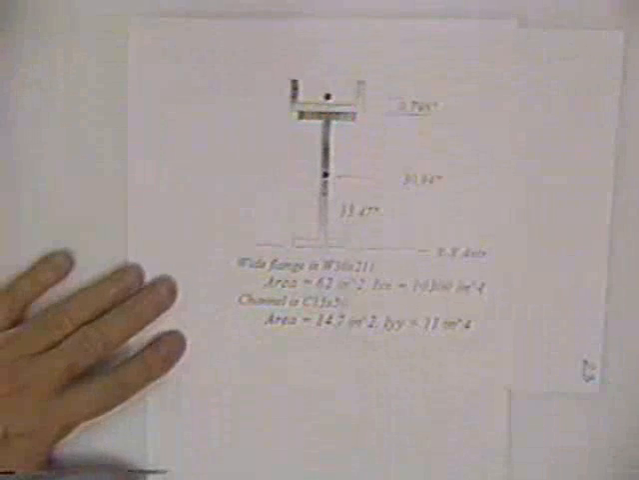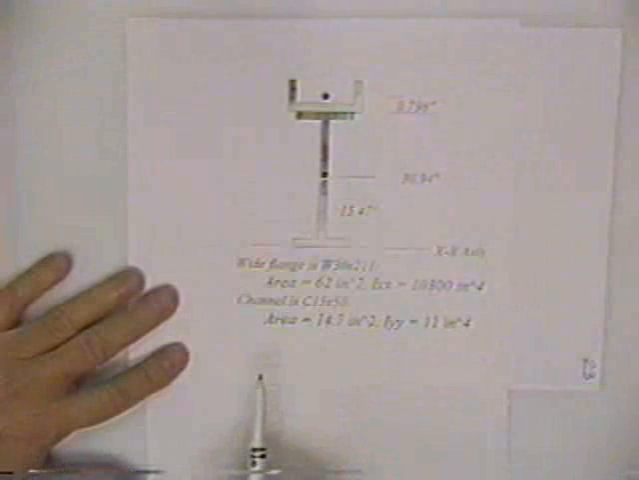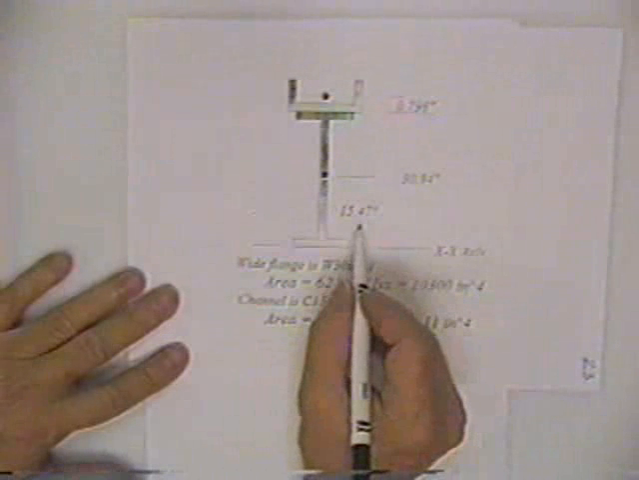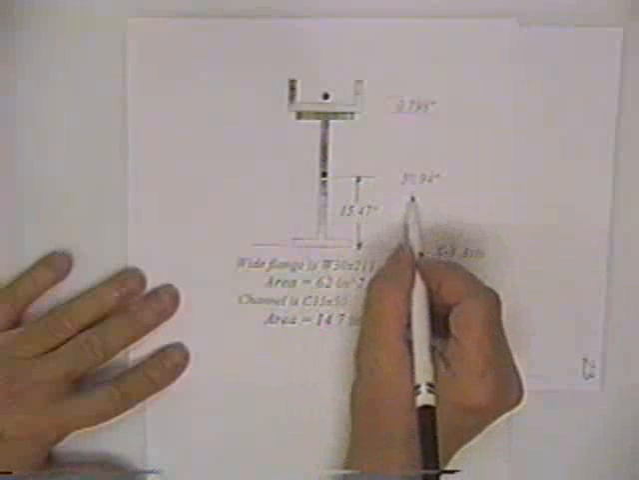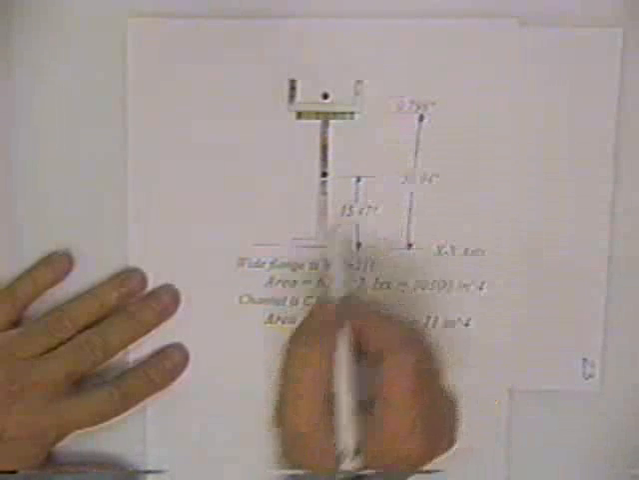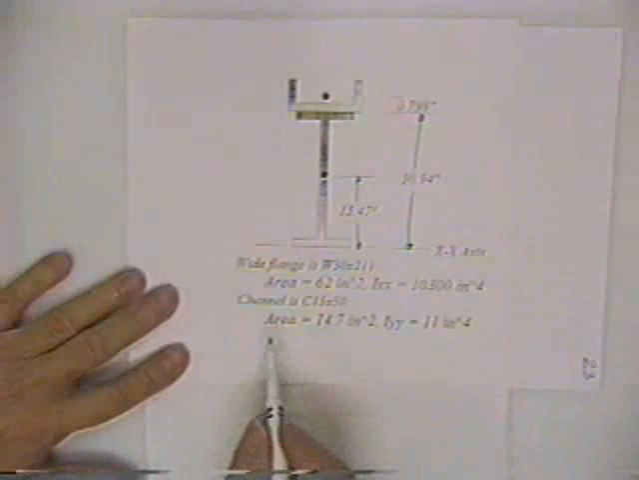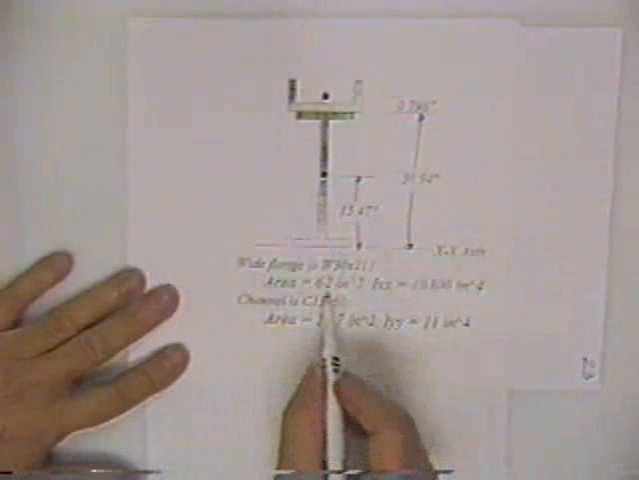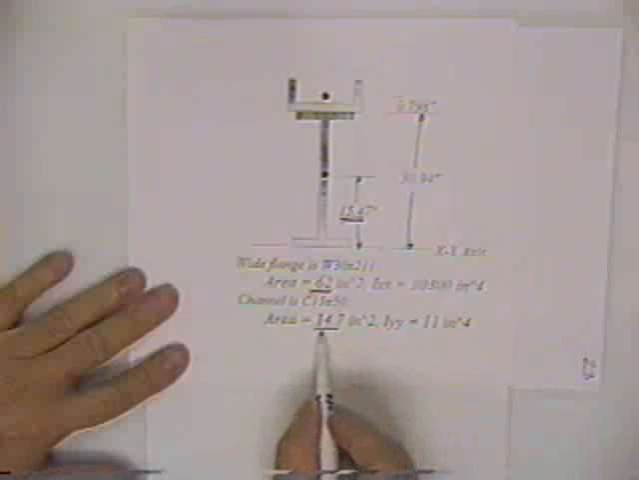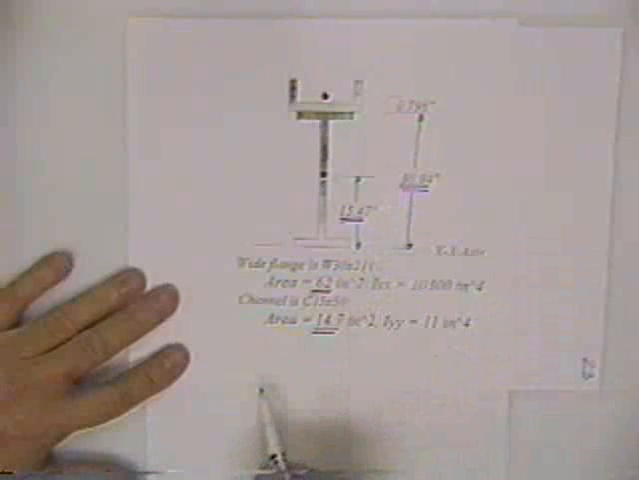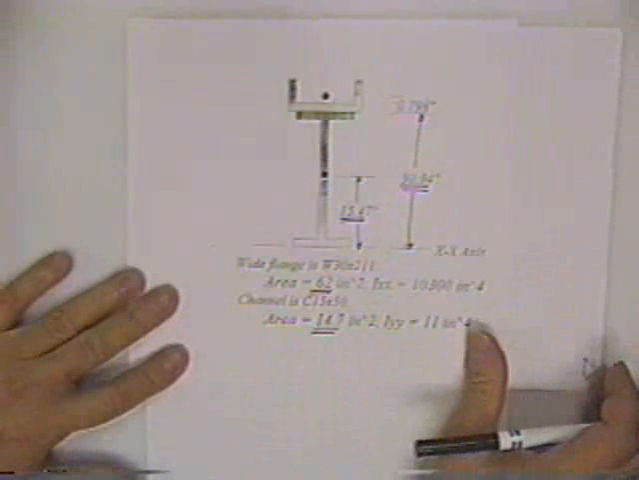And this is relatively important, so there's a couple of examples like this. This one has a channel on top of a wide flange. The dimensions of the channel were given, and the dimensions of the wide flange were given. And it's nothing more than A1D1 plus A2D2 divided by A1 plus A2. Here's area 1. Here's D1 or Y1. Here's area 2. Here's Y2, divided by area 1 plus area 2. Tells you the location of the centroid.